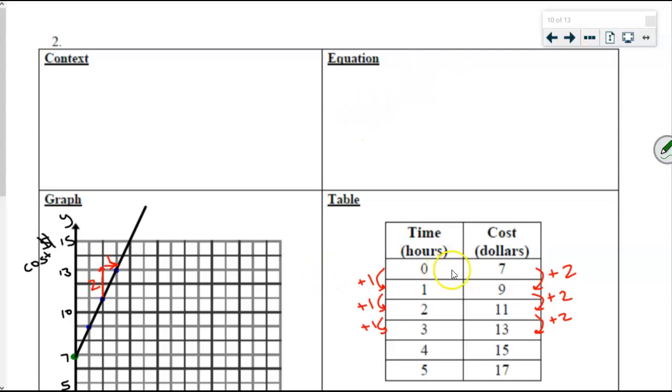What do we have to pay no matter what? What do we have to pay? $7. What's changing though? It's increasing by 2. What is the equation going to be? Great. Weston, give it a try.